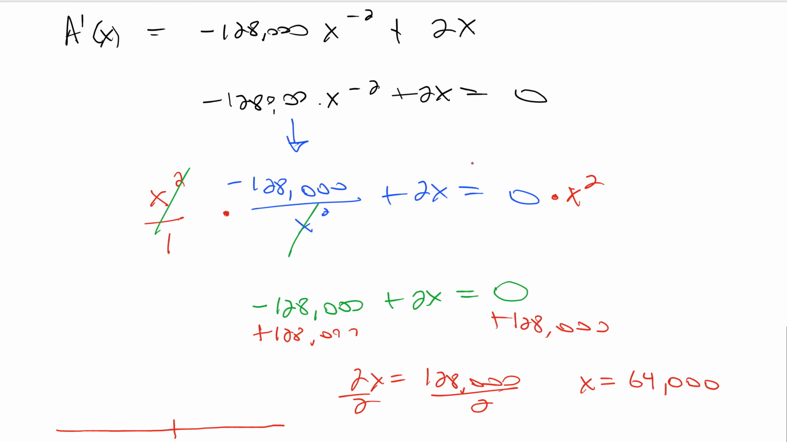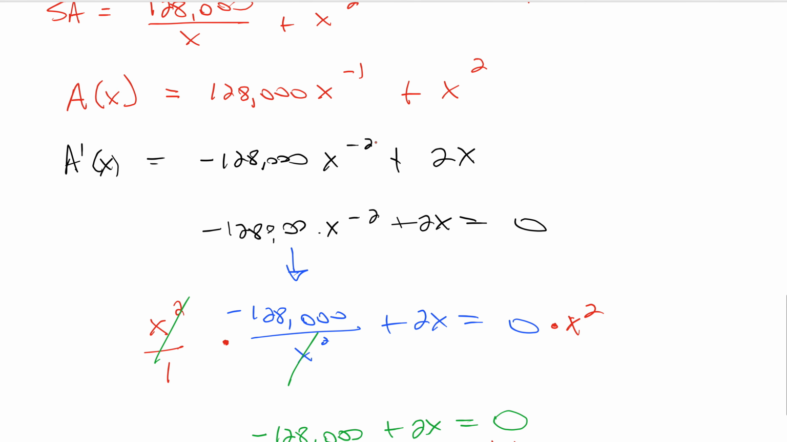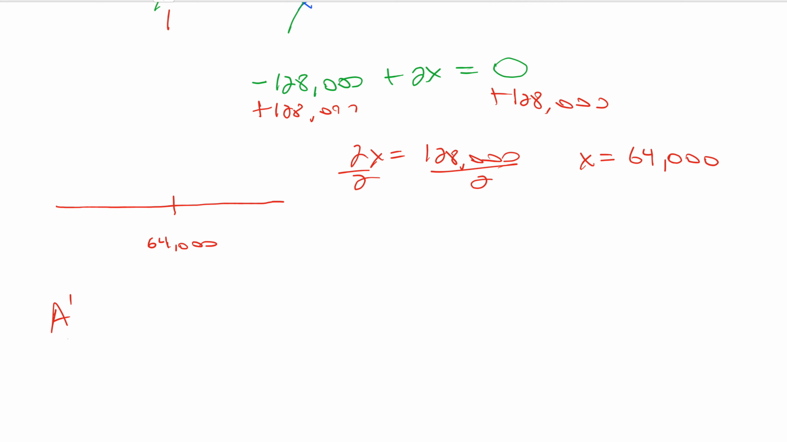Okay, so we're plugging in 1 into the derivative right here. That's an easy one, right? It's just negative 128,000 over 1 squared plus 2 times 1. So it's negative 128,000 plus 2, so it's negative. Negative means decreasing. Well, that's kind of interesting.